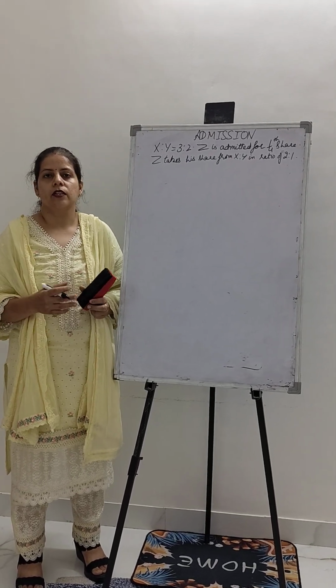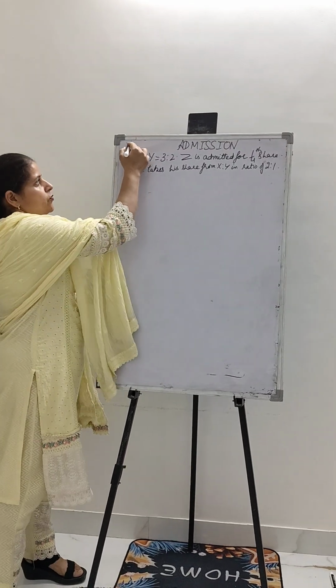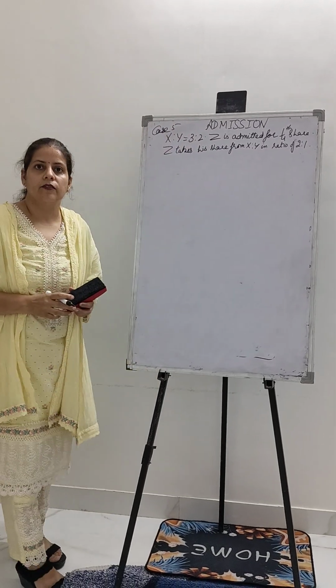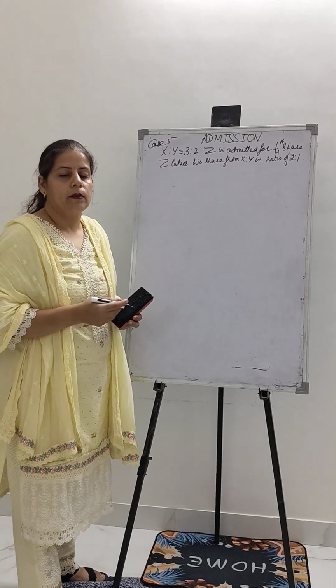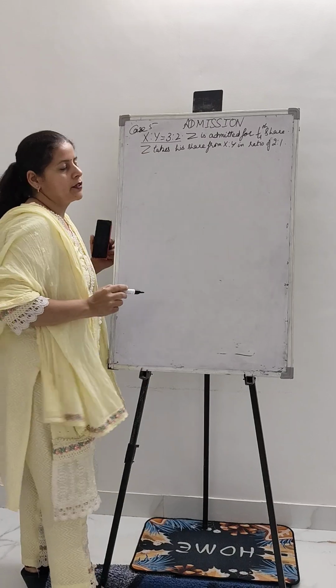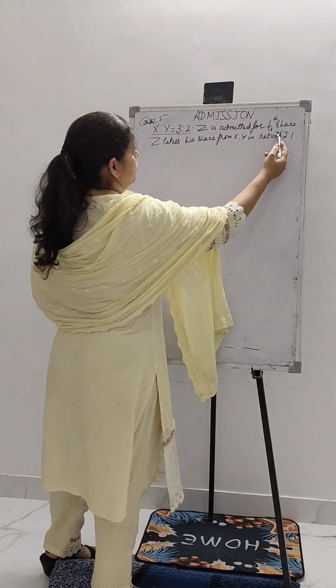Continuing with admission, profit sharing ratios we were discussing. Now here is case 5 for profit sharing ratio, where it's given that Z is taking his share from all partners in which ratio? Let's see, X and Y are sharing profits and losses 3:2. Z is admitted for 1/4 share.